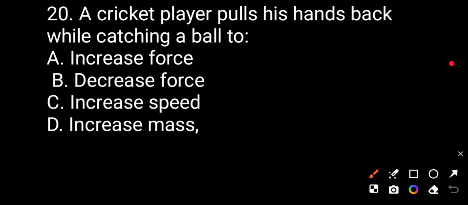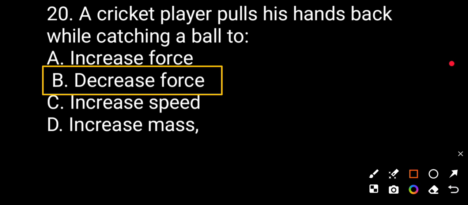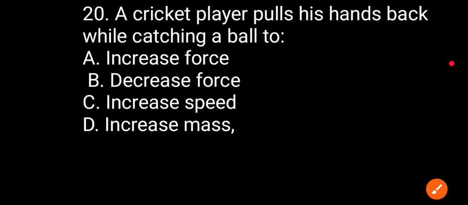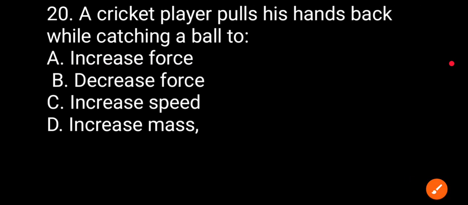Question number 20. A cricket player pulls his hand back while catching a ball to increase force, decrease force, increase speed, increase mass. The correct answer will be decrease force. So question number 20 is finished.